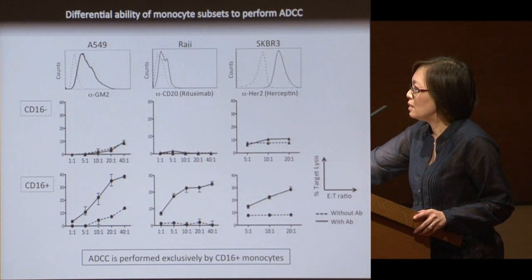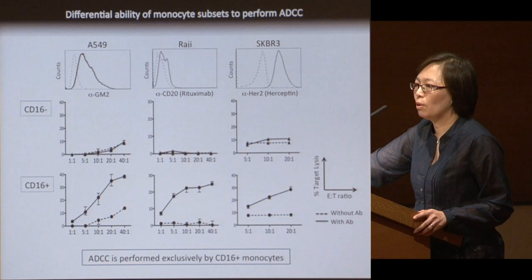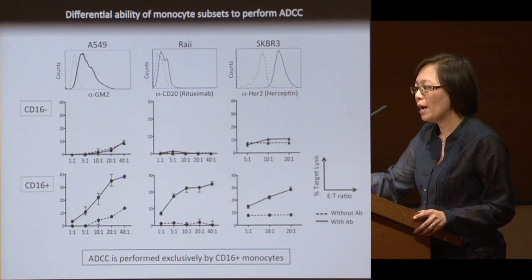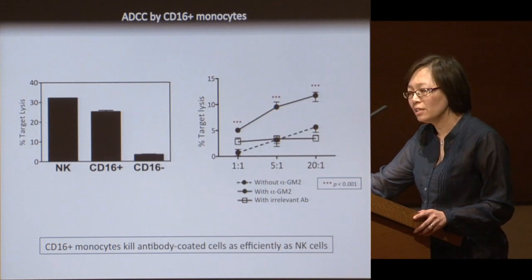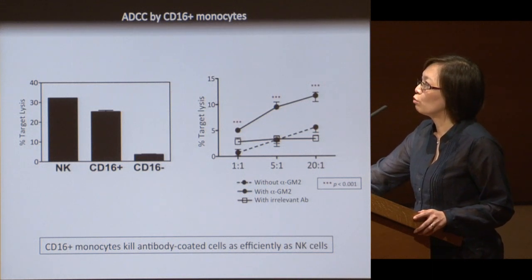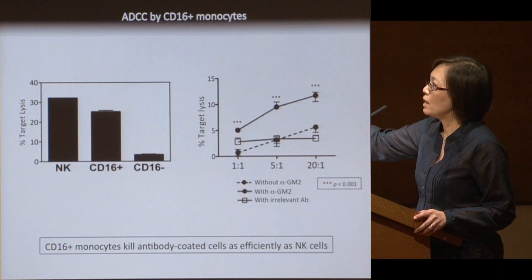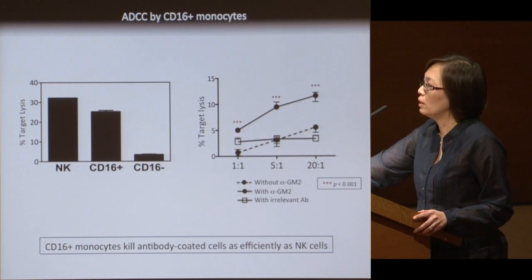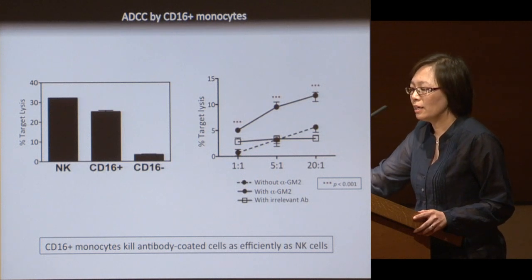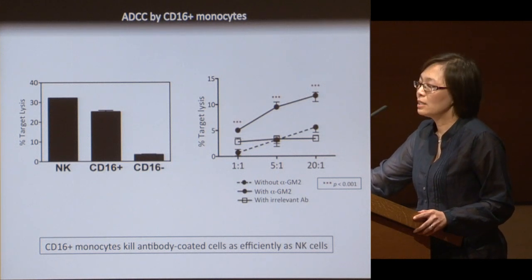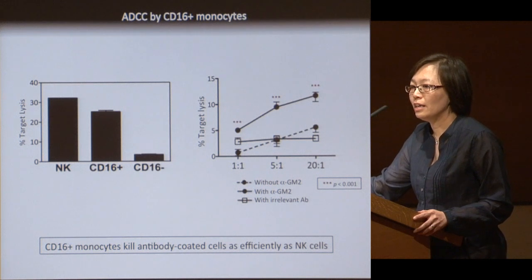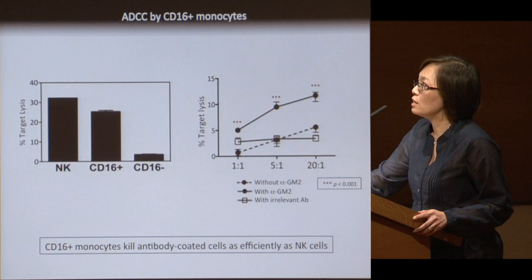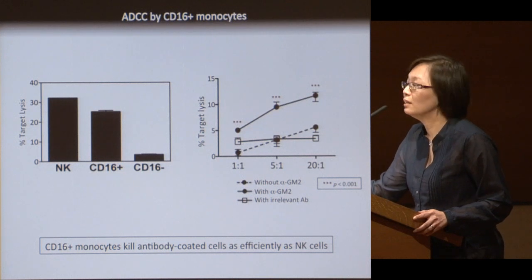So it seems like ADCC is performed exclusively by the 16 positive monocyte subset. And how does it compare to NK cells in terms of its efficiency in killing? So taking cells from one donor, the NK cells and the two monocyte subsets, and taking them to perform ADCC, we can see that the 16 positive cells are only slightly inferior to the NK cells in their ability to lyse antibody-coated cells, indicating that it is also a pretty professional killer.